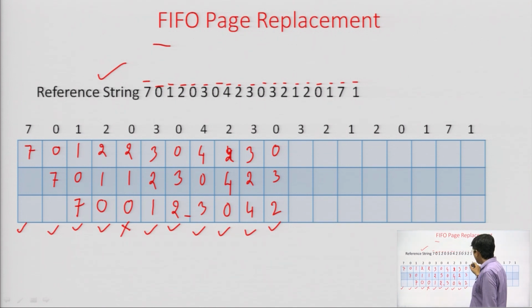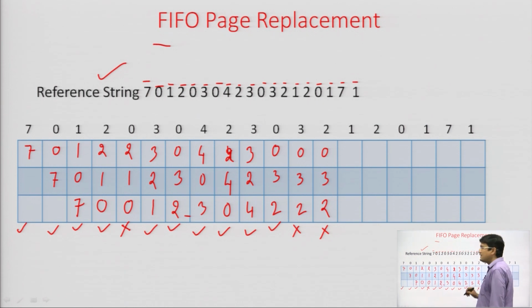Reference of 3, 3 is already there in the main memory frames, so there will be no page fault. So we can maintain the same order. With the reference of 2, 2 is also there in the main memory frames, so there is no page fault. When 1 is referenced, there is again a page fault. The oldest page will go, that is 2. Then with the reference of 2, one page will go, that is 3, so there is a page fault.